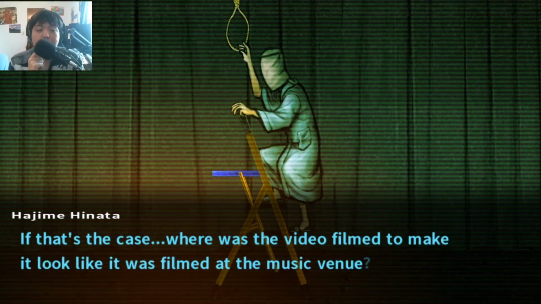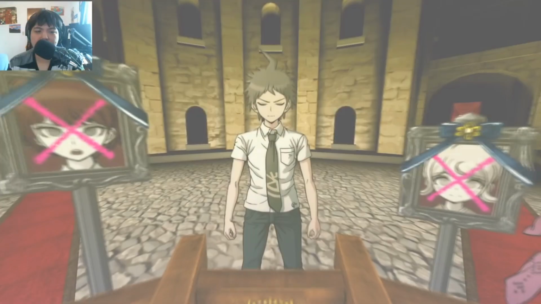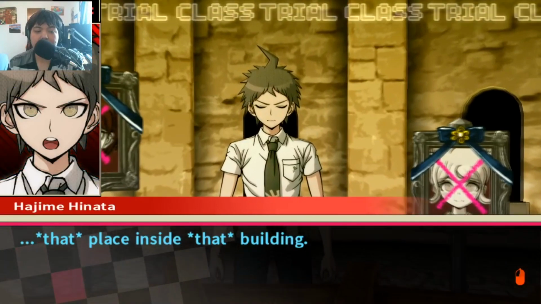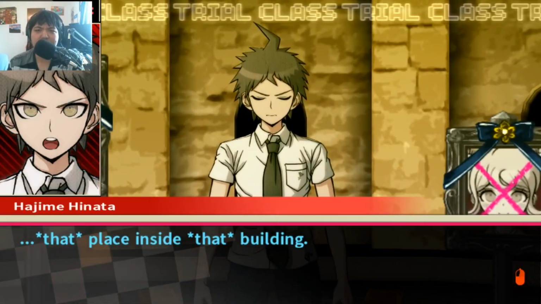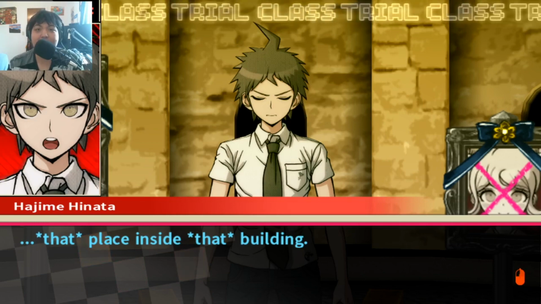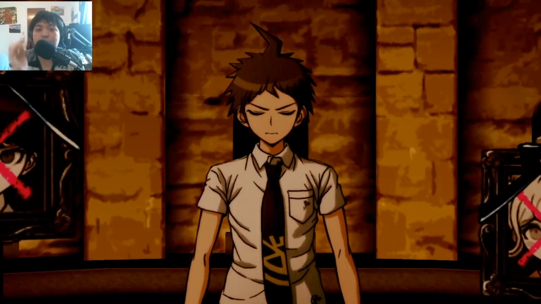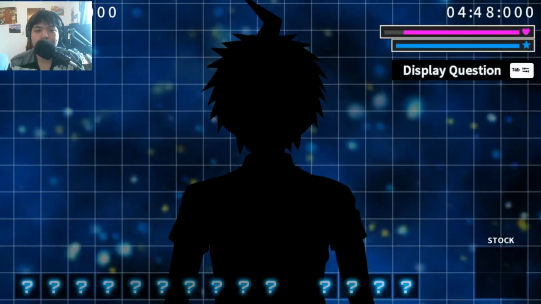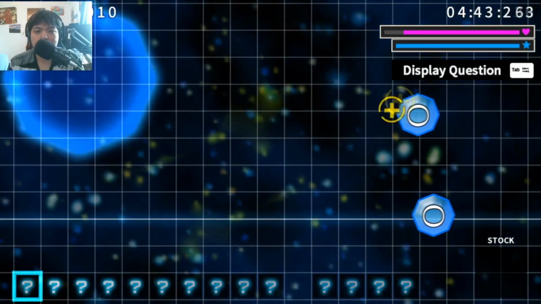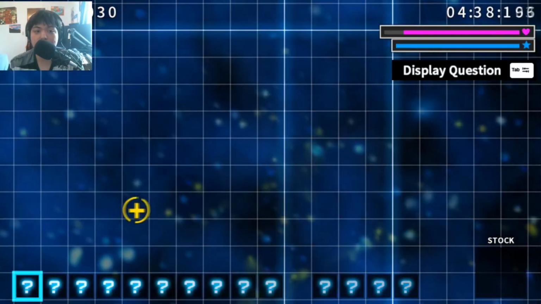If that's the case, where was the video filmed to make it look like it was filmed at the music venue? The only possibility is inside that building. Wait, that building. Are you saying it might have been filmed somewhere inside the hospital? There's only one room I know of. It's gotta be the conference room, is it? Because I remember there was a conference room there that I didn't even know about. Never checked this one before.